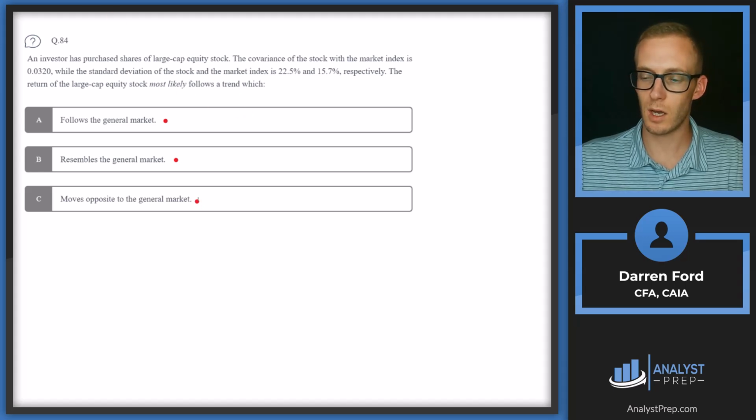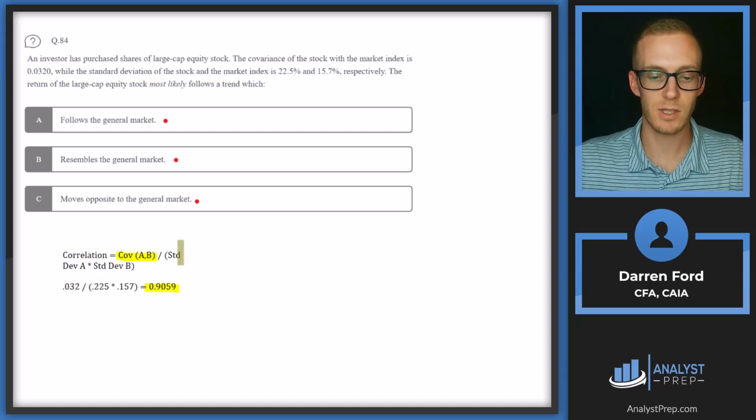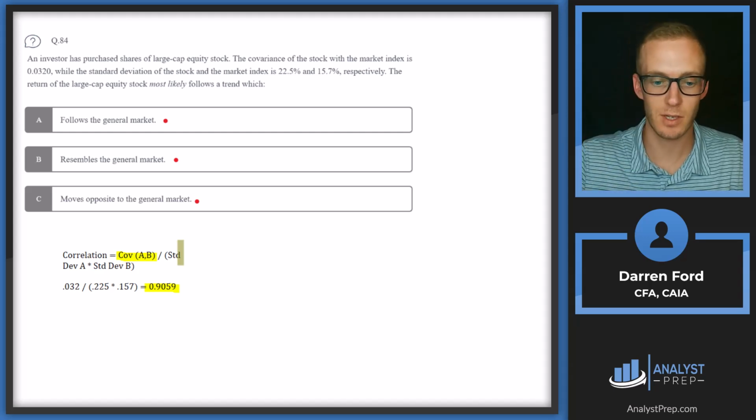So to answer this, I think it makes sense to calculate correlation. And since we're given all the variables to calculate that, that's going to be the covariance of these two divided by the standard deviations multiplied together in the denominator. So when we do that, we get a correlation of 0.9059. And remember, the correlation scale goes from -1, which moves in the opposite direction, up to +1 at the highest. So this is indicating a very high correlation between this stock and the market. So we can rule out C right away. We're not moving in the opposite direction. We're moving in the same direction.